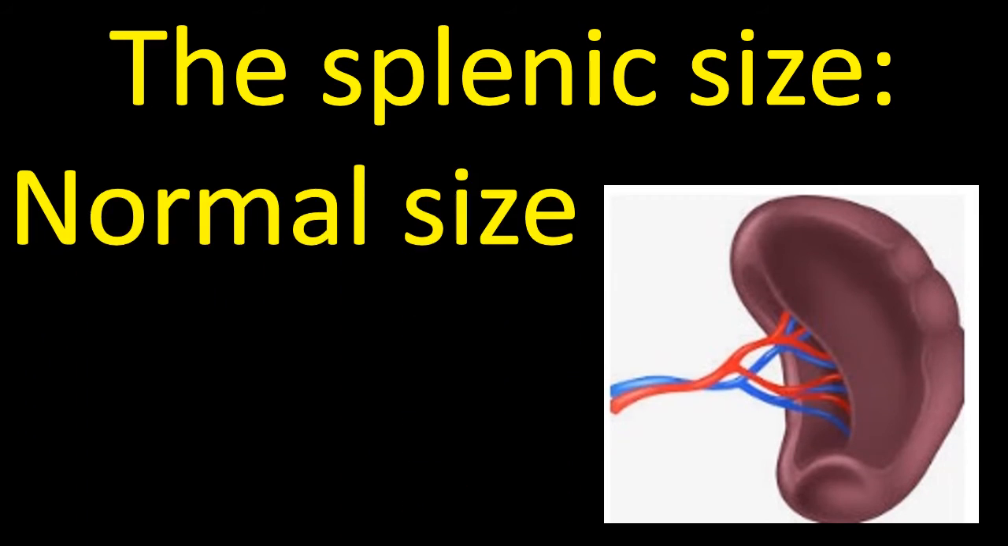The splenic size. The normal size of the spleen is its presence opposite the ninth to the 11th ribs in the mid-axillary plane.